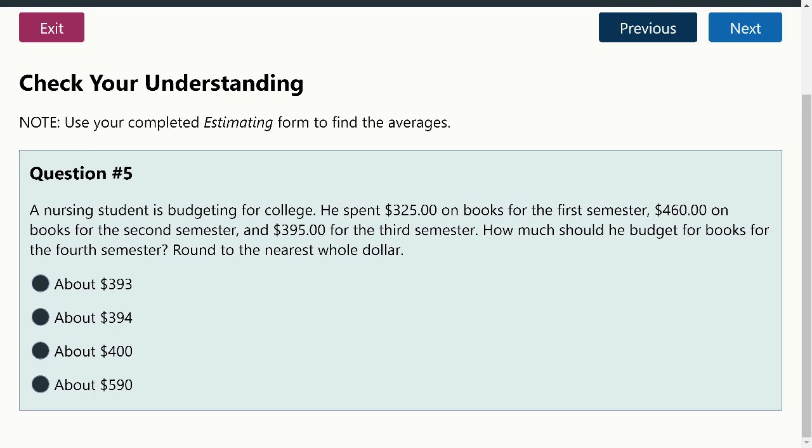So you're going to do 325 plus 460 plus 395 divided by 3. I don't have my calculator in front of me, so I can't do it. I hate math. This is simple math. 325 plus 460 plus 395, divided by 3. You're going to round to the nearest whole dollar. Round it to the nearest whole number.